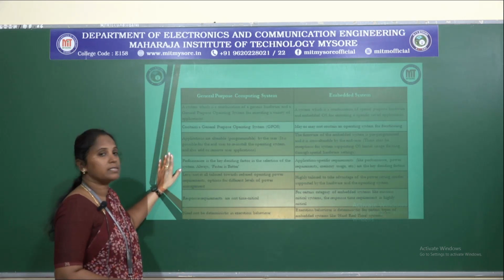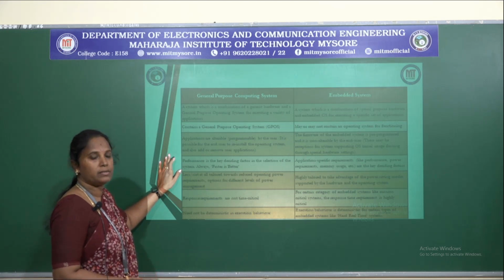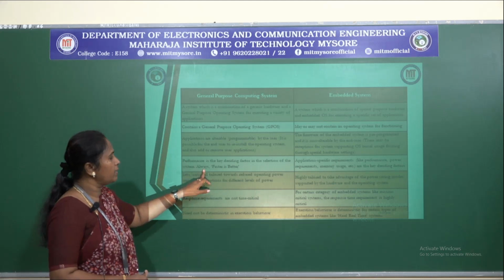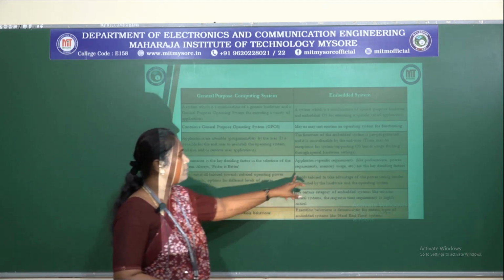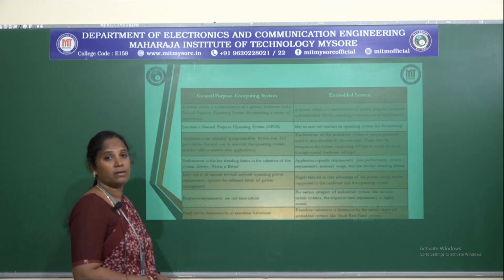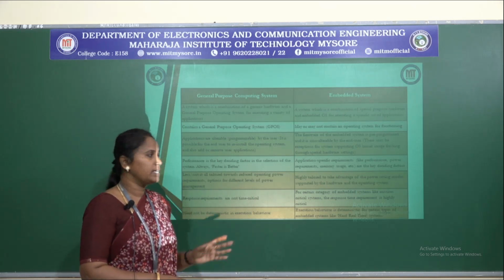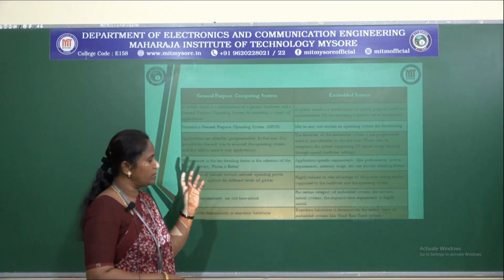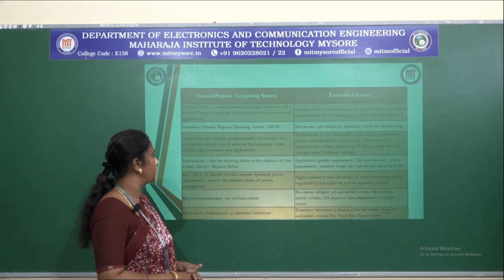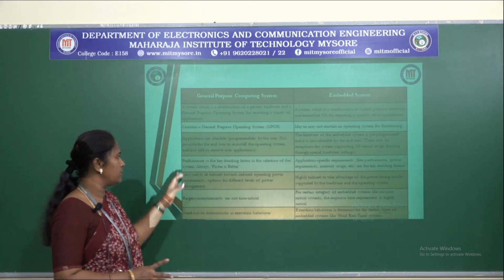Next, we have the performance criteria. Performance wise, your general purpose computing is faster compared to your embedded system. But for your embedded system, performance as well as power consumption and memory usage are the deciding key factors we are going to consider. In the case of general purpose computing system, only the speed is considered here.